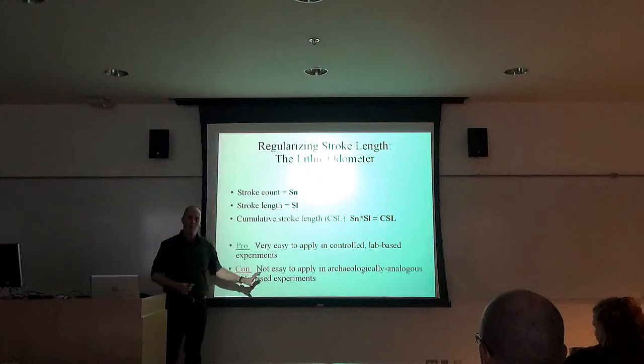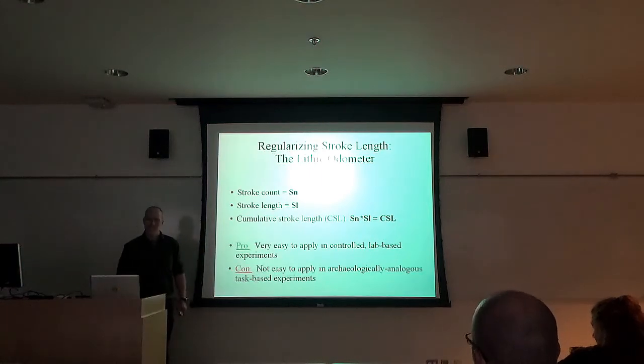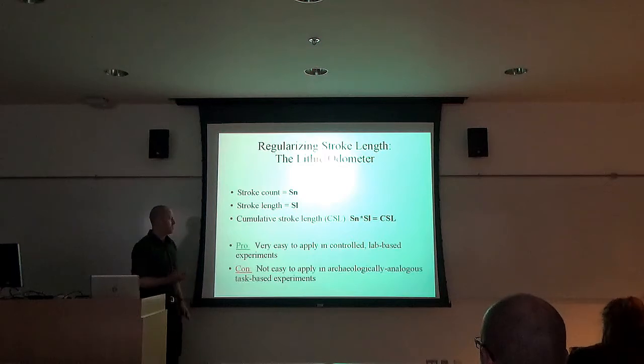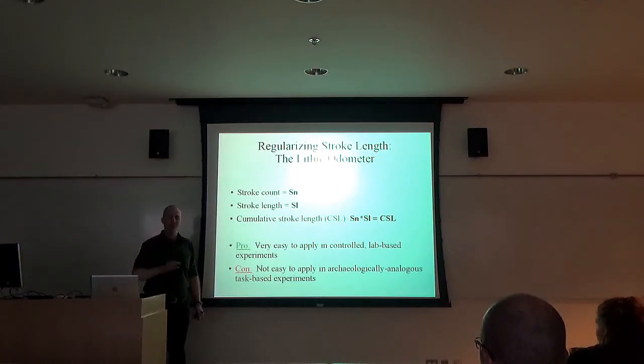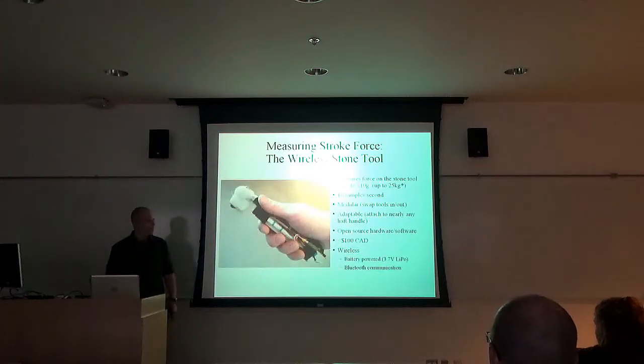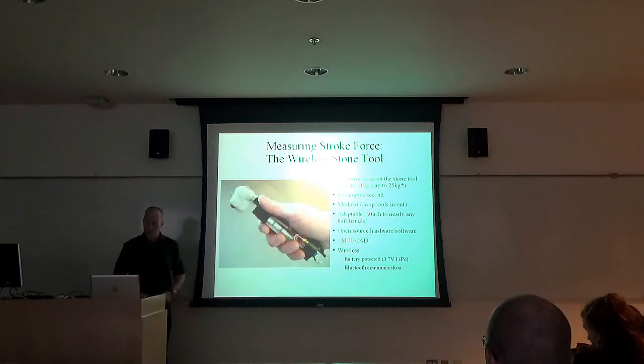It gets to be a lot more challenging if you're doing a more complex task. So if we were going to experimentally butcher a bison, that's a lot of different strokes at a lot of different lengths, and that's hard to do. Probably the best way to do it would be to film it, identify the different kinds of strokes being used, and then try to isolate those in the lab so you can get an idea based on that. But that's another ball of wax. I'll cross that bridge when I have a bison carcass.